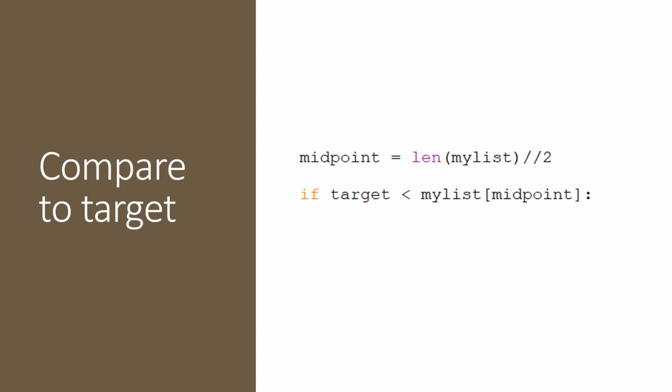If the target is smaller than the value at the midpoint, then we want to take a slice from the beginning of the list up to, but not including the midpoint. If you think about it, that's logical. If the target is smaller than the value at the midpoint, it must be somewhere in the half of the list below the midpoint. Otherwise, it's in the half of the list that starts at the midpoint and goes up.